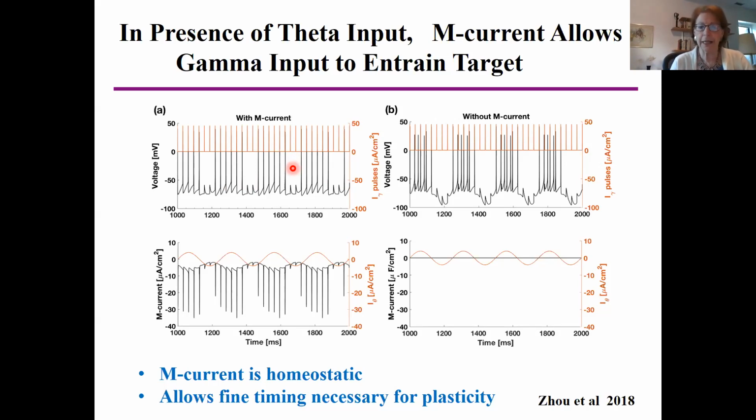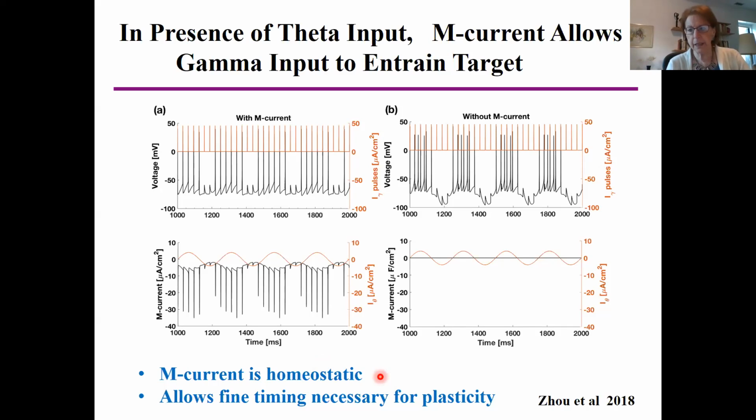And when you do that, you find that with the gamma and the theta input, the output does follow the theta in bursts, but it also follows, in fine timing, the gamma. So it follows the theta and it follows the gamma. So how does this happen? It's because the M current is homeostatic.